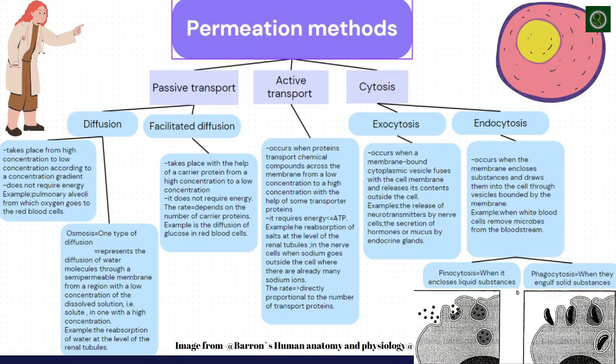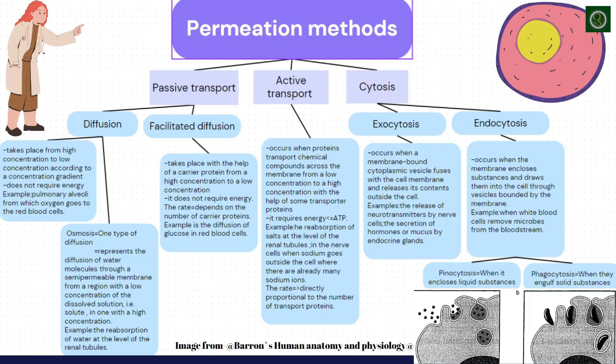Passive transport is done by diffusion and facilitated diffusion. Diffusion takes place from a high concentration to a low concentration according to a concentration gradient. This does not require energy. For example, in the body, the diffusion takes place in the pulmonary alveoli, from which oxygen goes to the red blood cells in the veins.